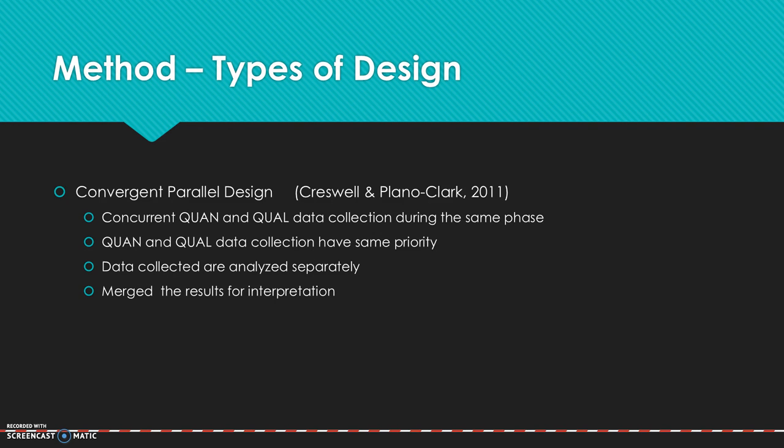The design of the study is going to be the convergent parallel design. Convergent parallel design, according to Creswell, means that the quantitative and qualitative data collection are all going to be done at the same time. And the quantitative and qualitative data collection should have the same priority, meaning that one method is not more important than the other. And when data are collected, they are separately analyzed before they are merged together for the result to be interpreted.